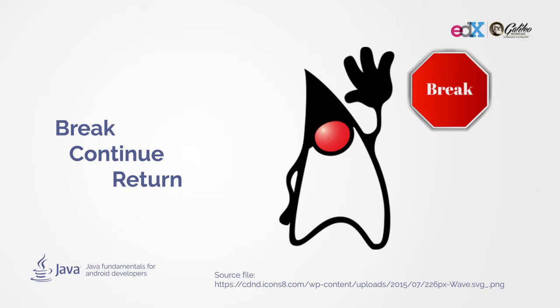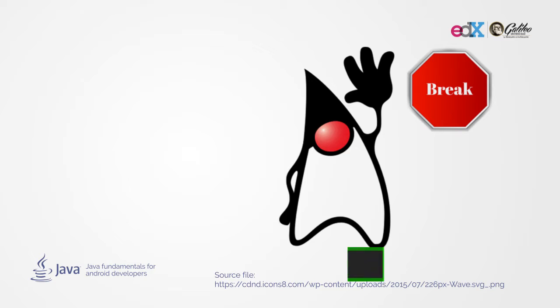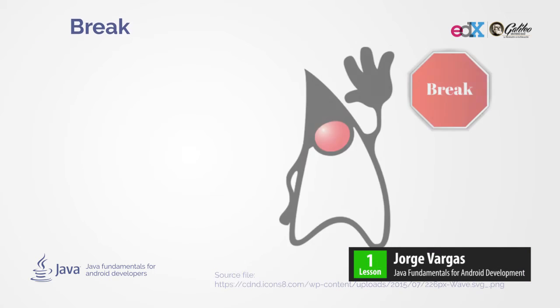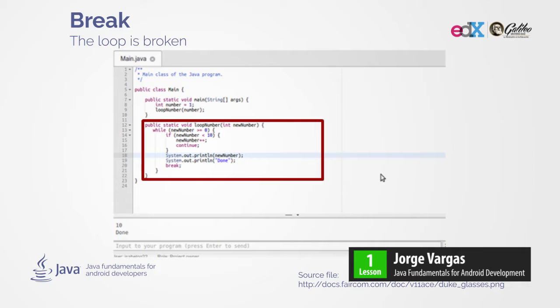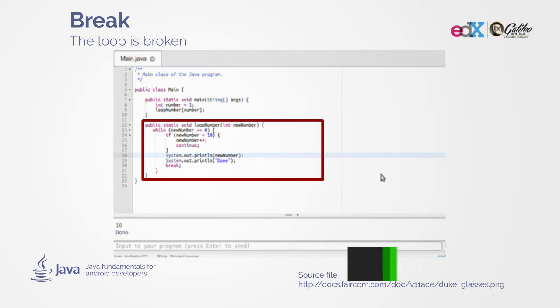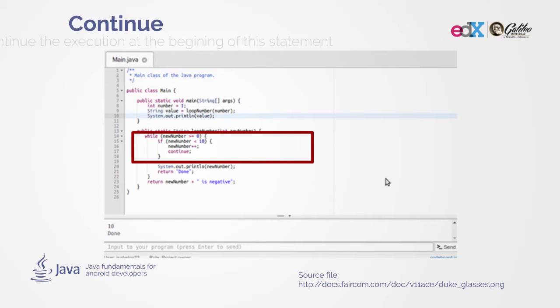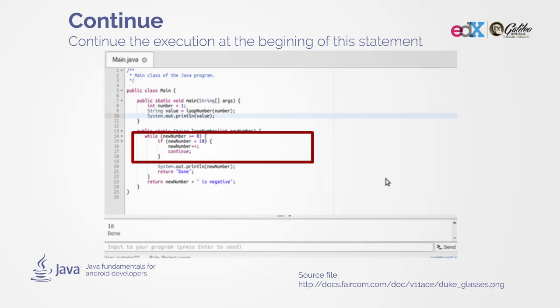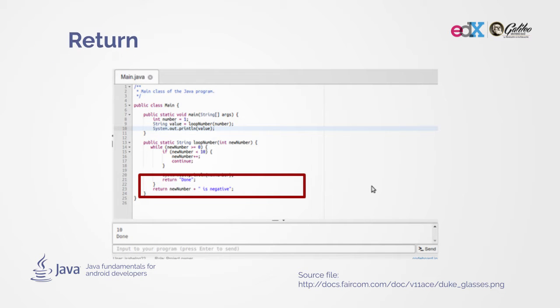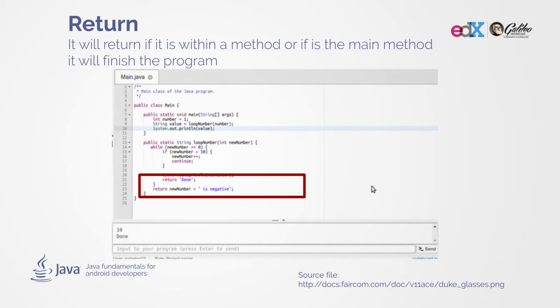The branching statements are break, continue, and return. They work in this way. When you use break, the loop is broken and the flow continues after the braces of the statement. Continue, if you're using a conditional loop, will make the flow continue the execution at the beginning of this statement. Return will return if it's within a method, and if it is in the main method, it will finish the program. It is important to understand how these branching statements work.